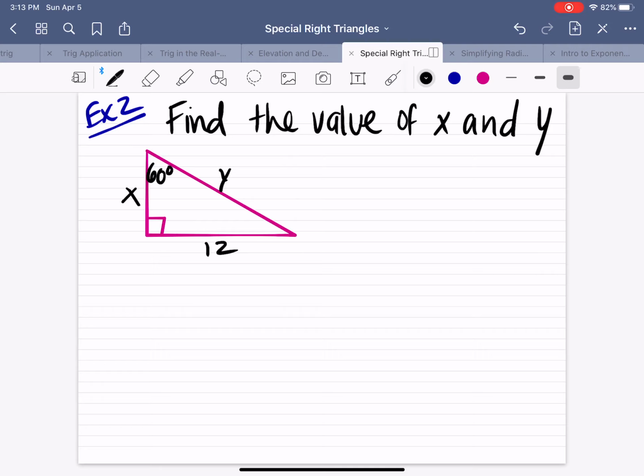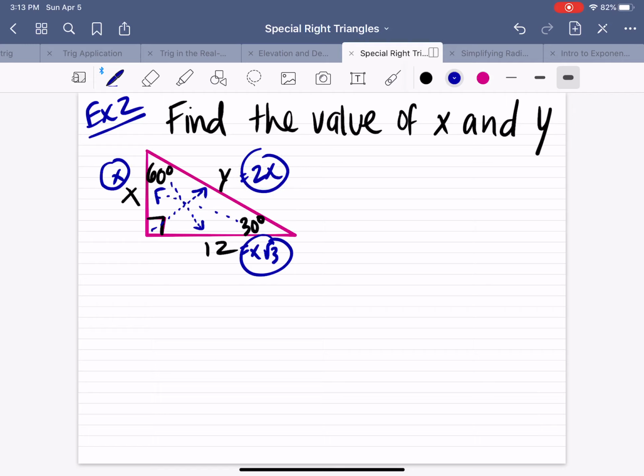For example 2, same thing, find the value of X and Y. First, identify that you have a 30, 60, 90. So that's 60 degrees, this is 90, so this has to be 30 degrees. Now let's label our sides. The side across the 30-degree angle, you label X. The side across the 60-degree angle, you label X root 3. And the side across the 90-degree angle, you label 2X.